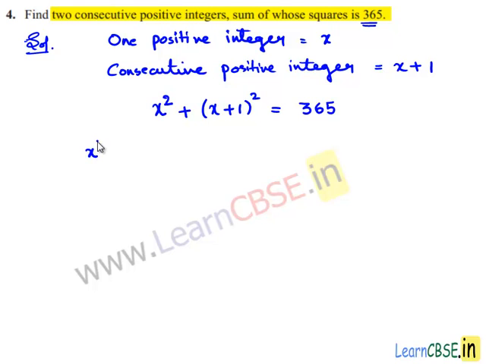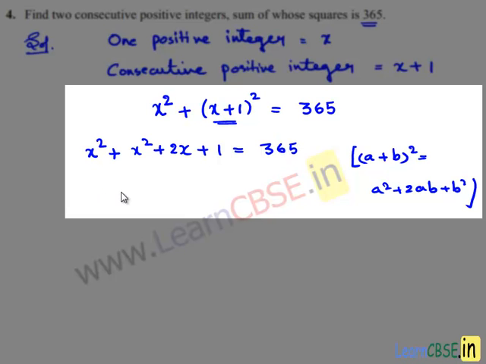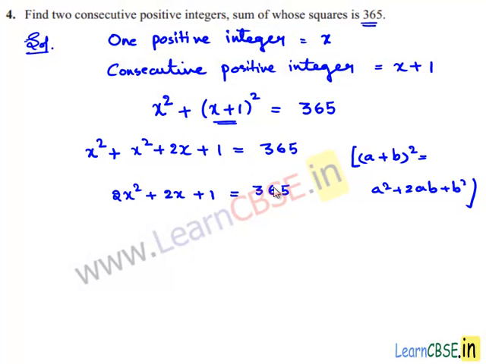So this can be written as x square plus (x plus 1) whole square. We know that (a plus b) whole square is equal to a square plus 2ab plus b square. By using this identity, we can expand (x plus 1) whole square, and this becomes x square plus 2x plus 1 is equal to 365. x square plus x square is 2x square, and this is 2x square plus 2x plus 1, equal to 365.